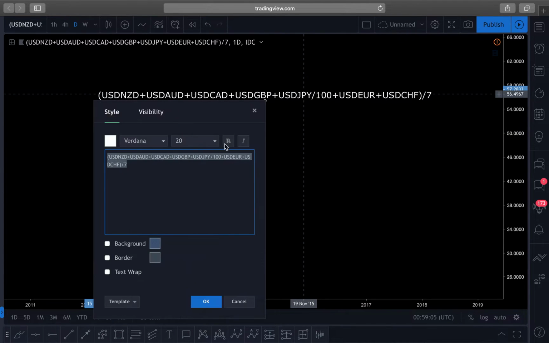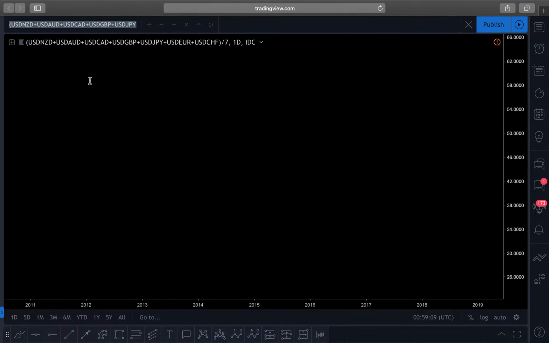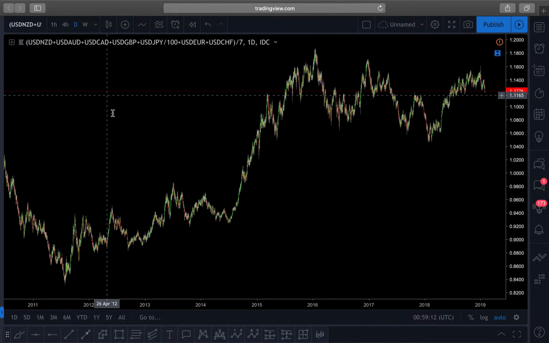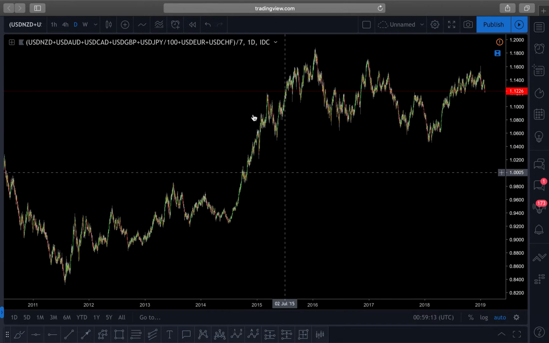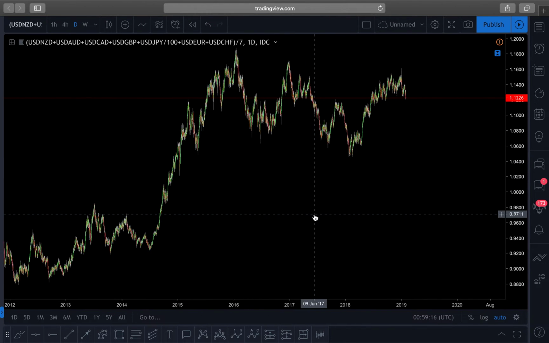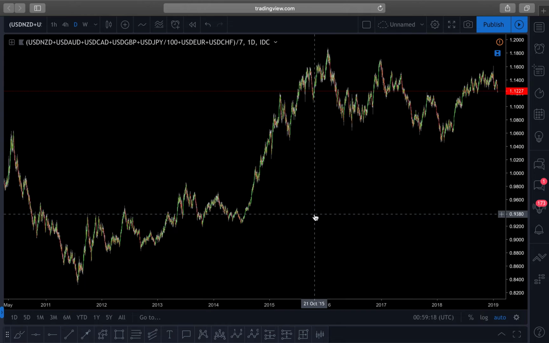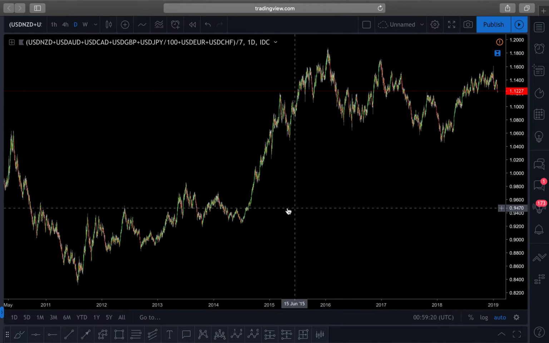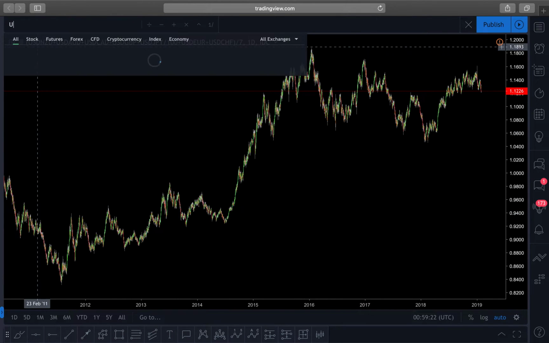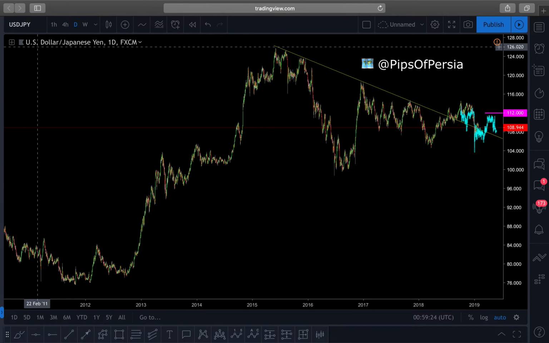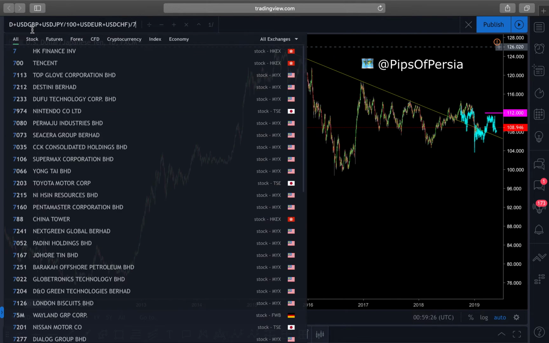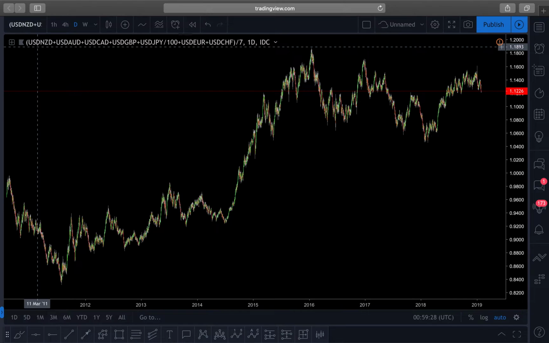Now, if I go ahead, copy that formula, and paste it, it loads out a new chart. That doesn't really look like the USD JPY chart anymore. So have a look at this chart. If I go ahead and load out USD JPY, it doesn't really look the same, does it? So that is the weighted index of a currency.